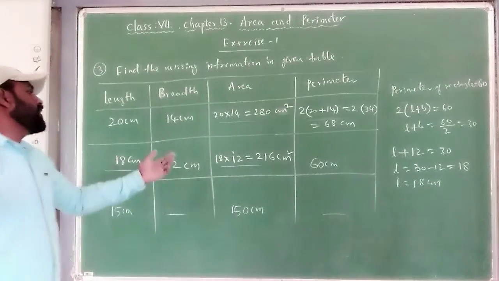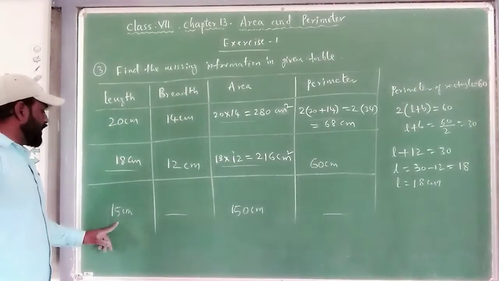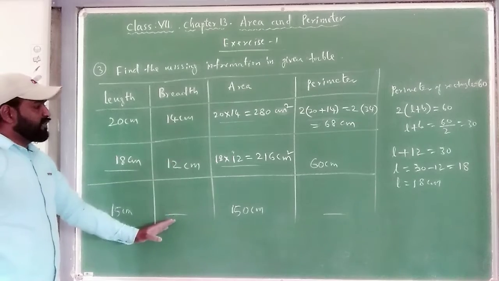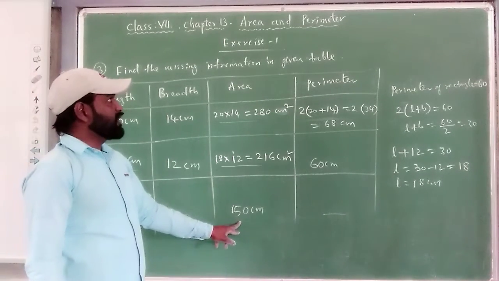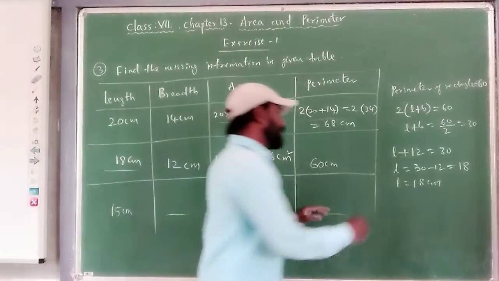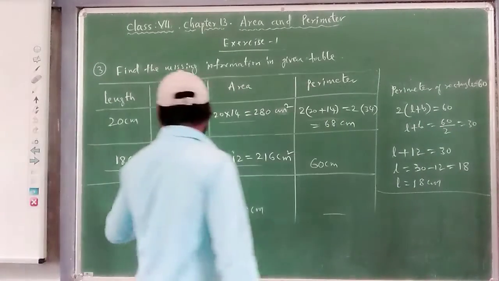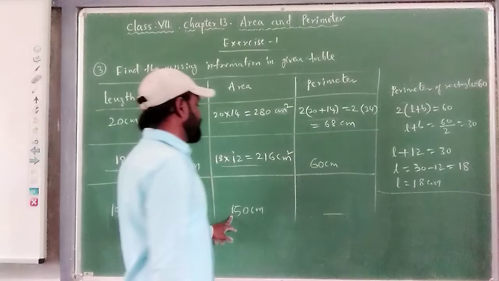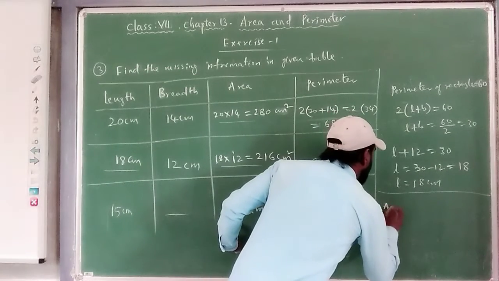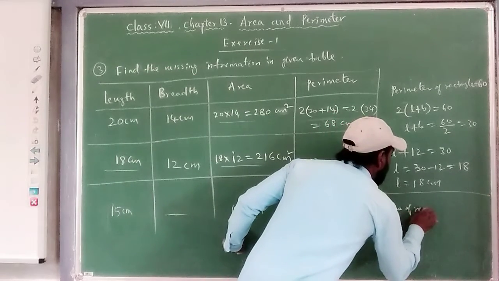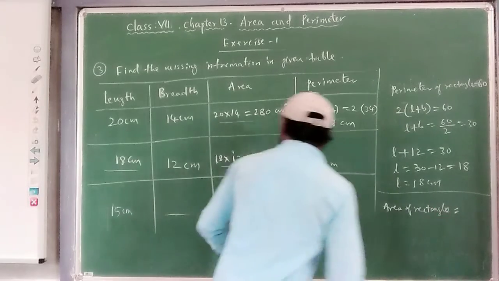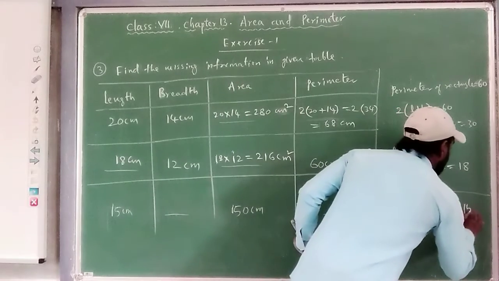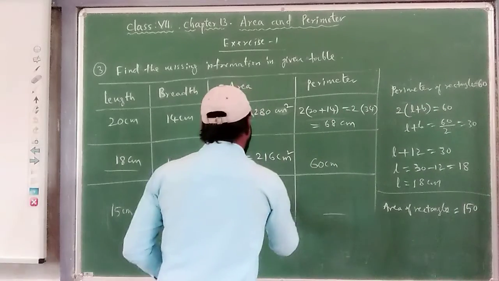In a similar way, the third one. See, length is given, 15 centimeters, breadth is not given. But this time, area is given. How much? 150 centimeters square. We have to find the perimeter also. So in the last row, length is given, area is given. So we know the area of a rectangle. Third one, how much is given? 150 centimeter square.